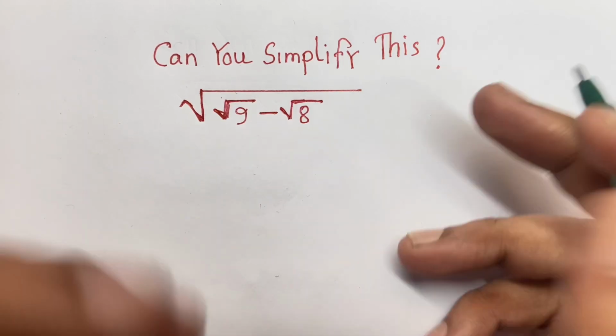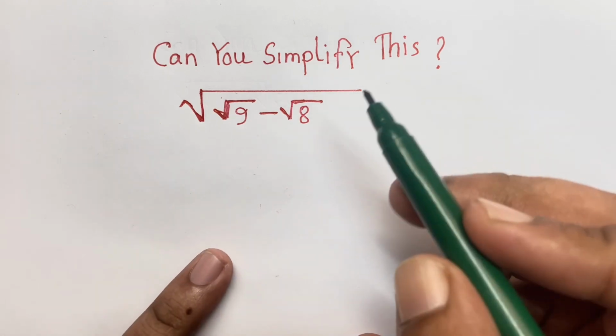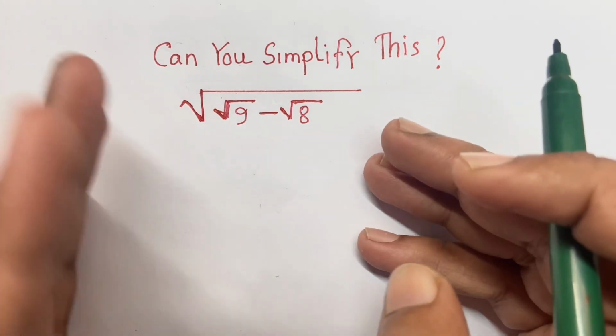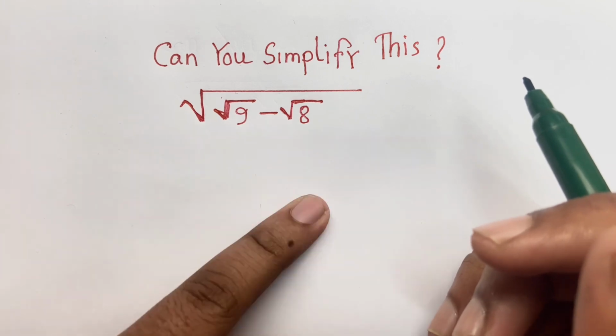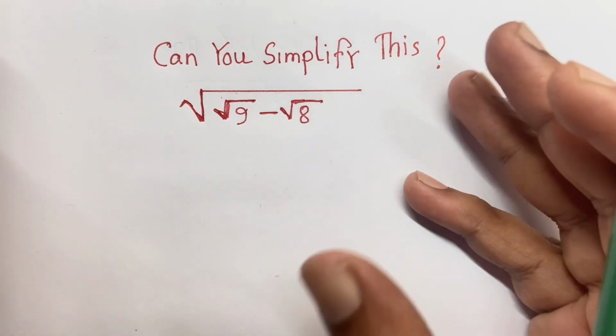Can you simplify this problem? In this video, I solve this problem. Square root of 9 minus square root of 8. What is the value of?